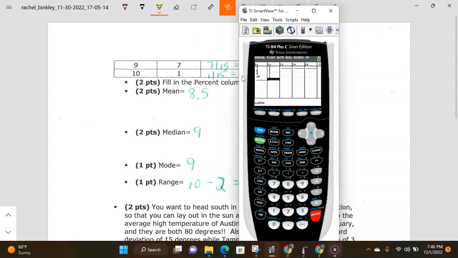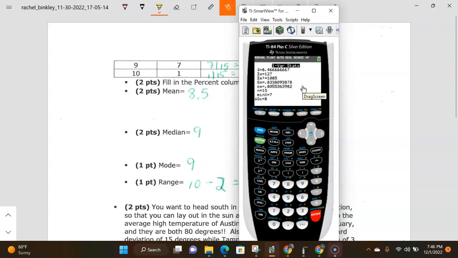So I've put my list into two separate lists, the numbers in L1, the frequencies in L2. Then I'm going to go back to stat. I'm going to right arrow over to calc. I want one var stats. So even though I have two lists, because one of the lists is a frequency, I'm still going to do one var stat. And this is important because we haven't really done this: our list of numbers is in L1, but I have to add L2 so that the calculator can see the frequency list. Then I'm going to do calculate.